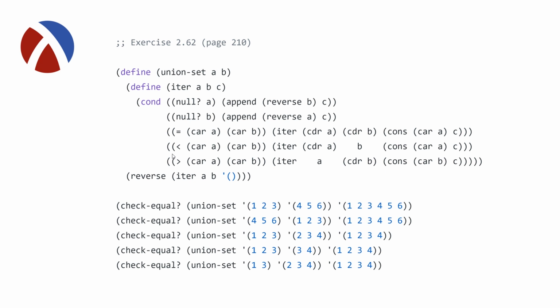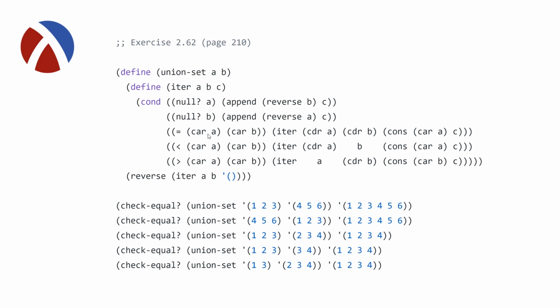If this is the case, we're going to cdr down A, and add the first element of A to our accumulator. And the last case is where B is greater than A, the first elements of those two sets. In this case, we cdr down B and don't cdr down A, and then we append the first element of B to our accumulator C. So basically, we're always trying to put the smallest element into our accumulator set C.